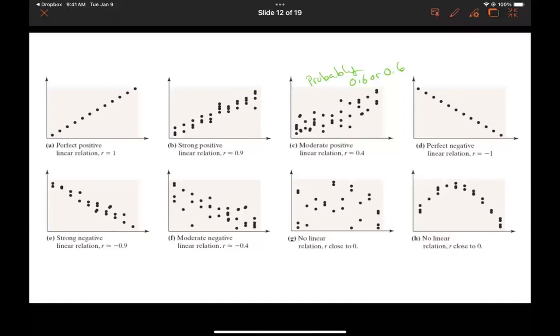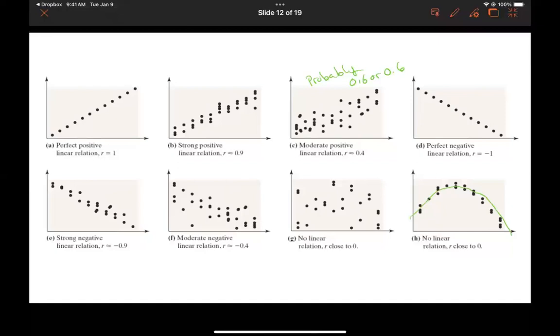And then G is really close to 0. Probably not quite 0. I would say it's probably like 0.15 or 0.2, but it's very close to 0. So we would say no linear relation, or very, very weak, but you can't say no relation. You just say no linear relation. Same thing with H. H is close to 0, but you see we have a nice pattern. It looks kind of quadratic, but it's not linear, and it's not even close to linear. Therefore, we would still say no linear relation.